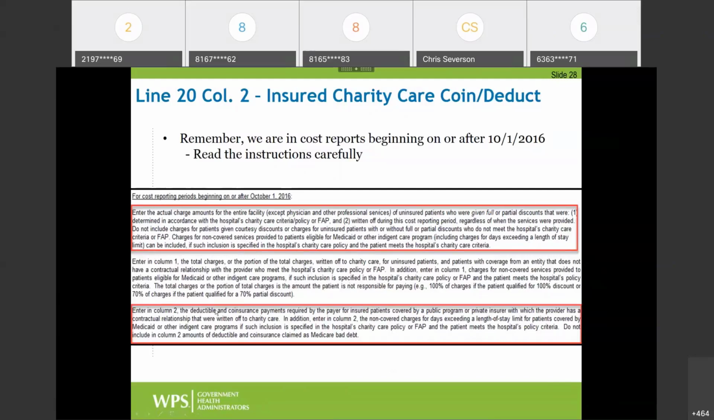Enter in column 2 the deductible and coinsurance payments for insured patients with a contractual relationship, so they're actually insured and they're covered that way. Enter in column 2 the non-covered charges for the days exceeding the length of stay limit. And of course, don't include anything that was already written off as a bad debt. So we have that.